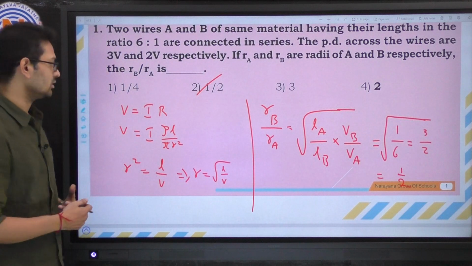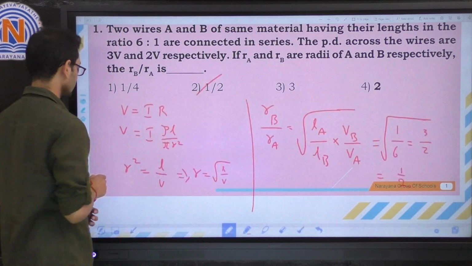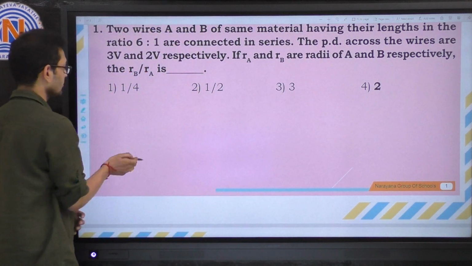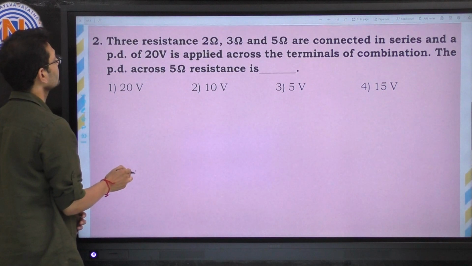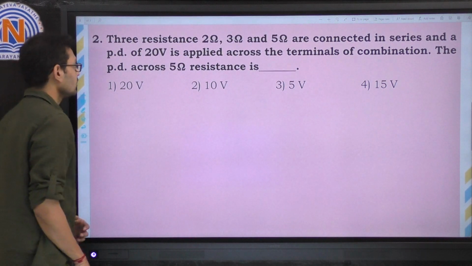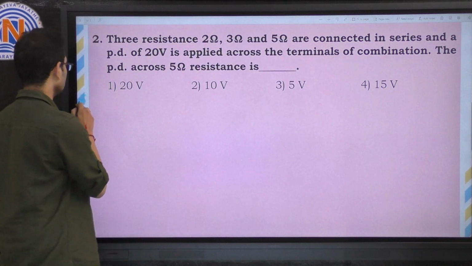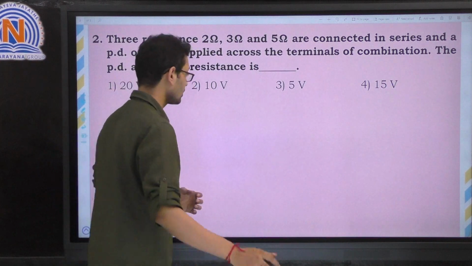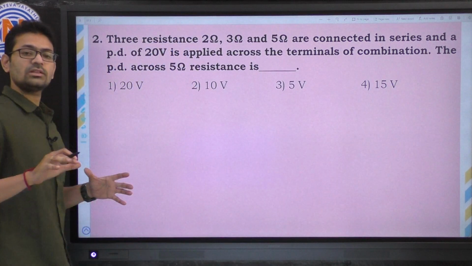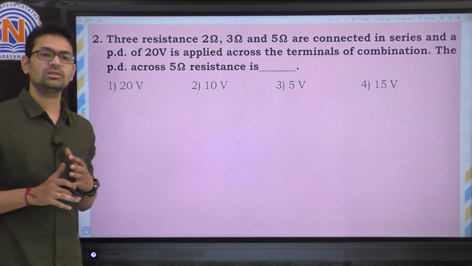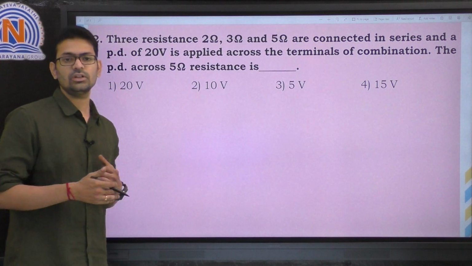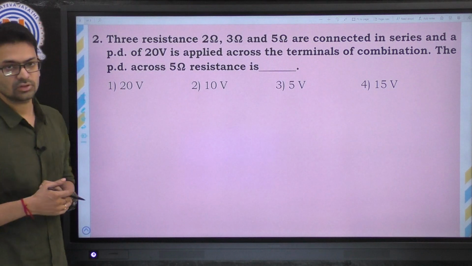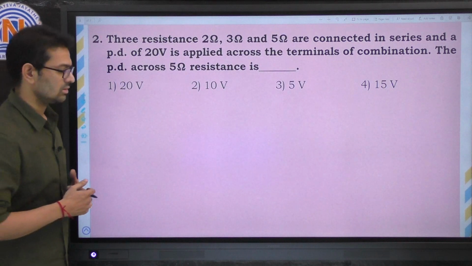Your next question is: three resistances 2 ohms, 3 ohms and 5 ohms are connected in series and a potential difference of 20 volts is applied across the terminals of the combination. The potential difference across the 5 ohm resistor is. These all are connected in series, it seems.